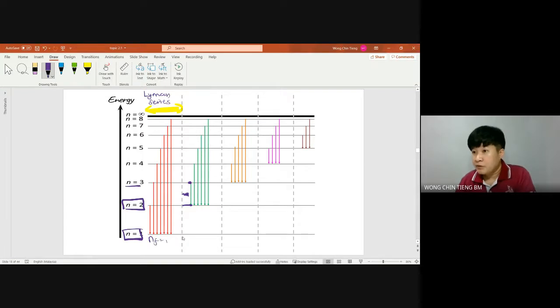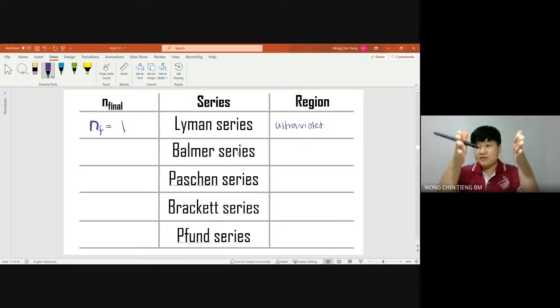Agree? So every transition over here akan release cahaya. And every single cahaya akan pegang specific wavelength yang macam kawan kamu cakap tadi. So the specific wavelength semua akan jatuh duduk dalam ultraviolet region. So all the wavelength will be in the ultraviolet region. That is what we mean by the region. Okay, easy. Next, I have my Balmer series.